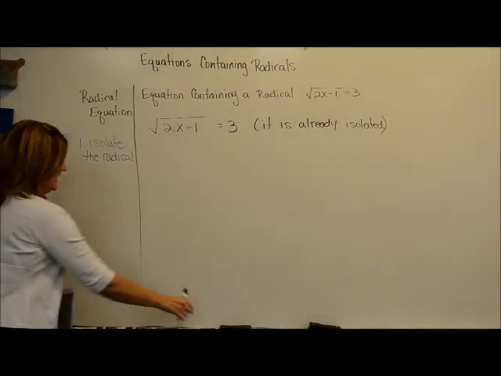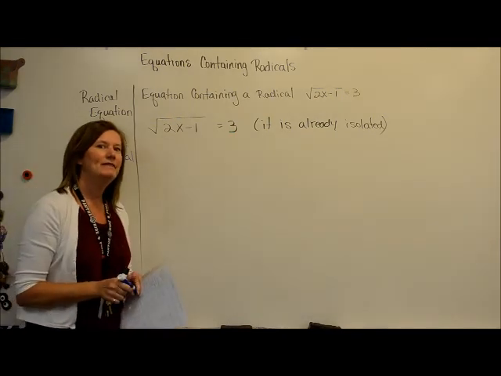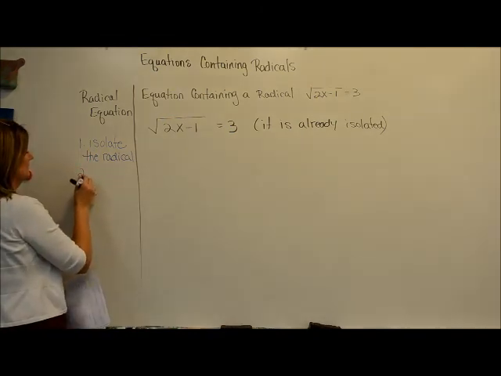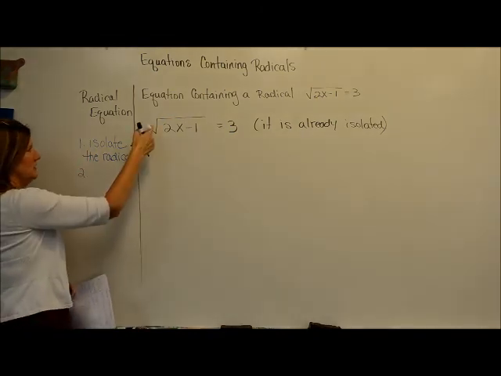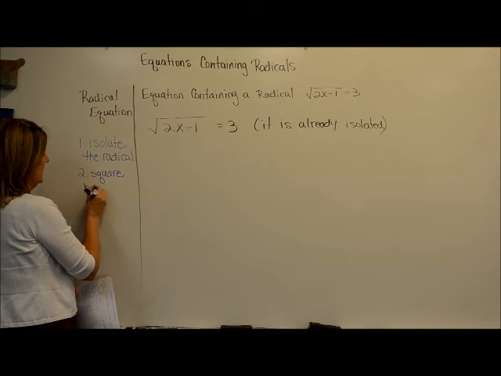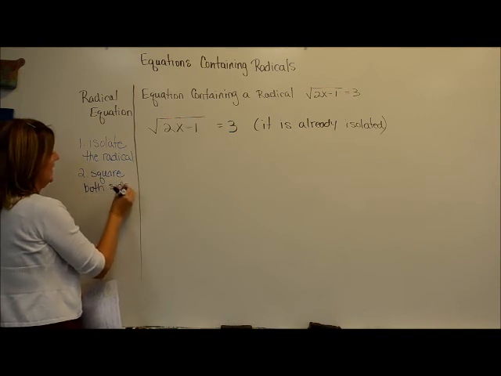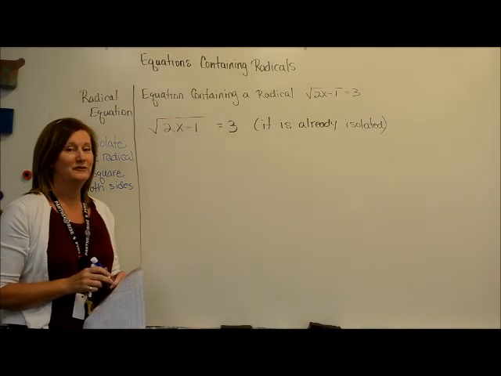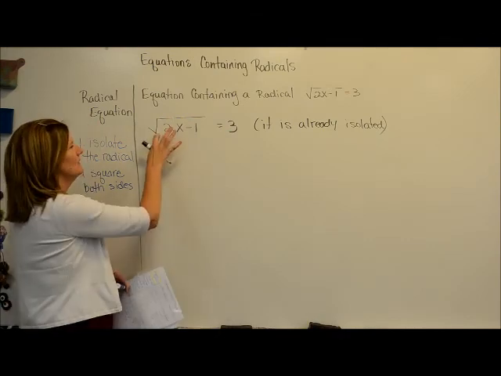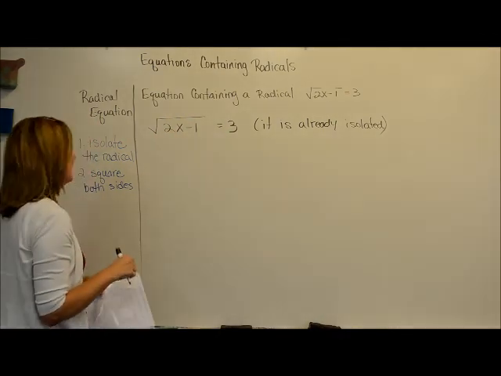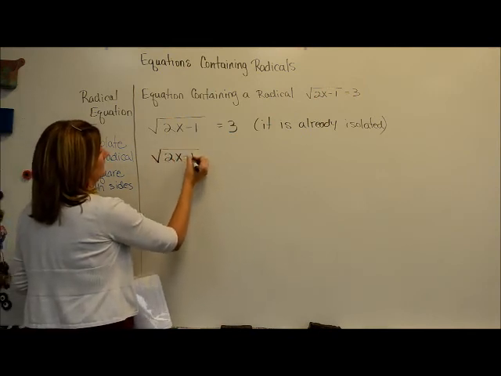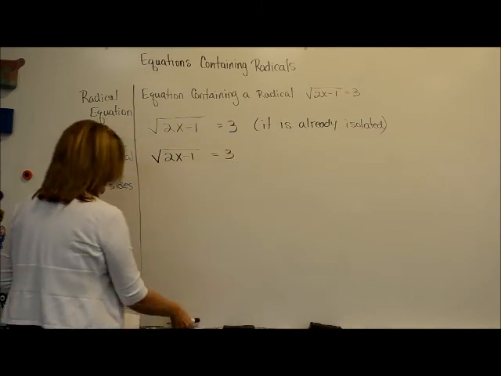The second thing you're going to do depends on what the index is. This index is a 2. So step number 2: this one's a 2, so I'm going to square both sides. Had it been a cube root, I would have cubed both sides. Whatever the index is, that's what I do to both sides because I'm trying to get rid of the radical sign. Okay, so I'm going to rewrite this and square both sides.